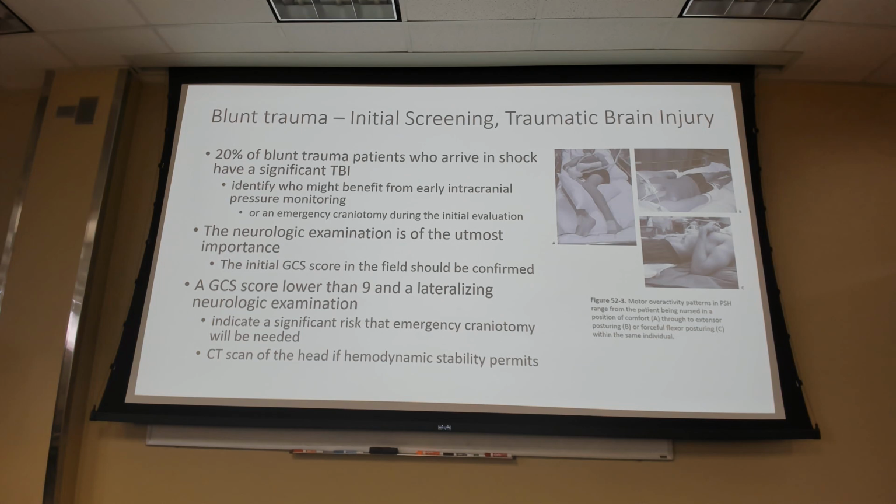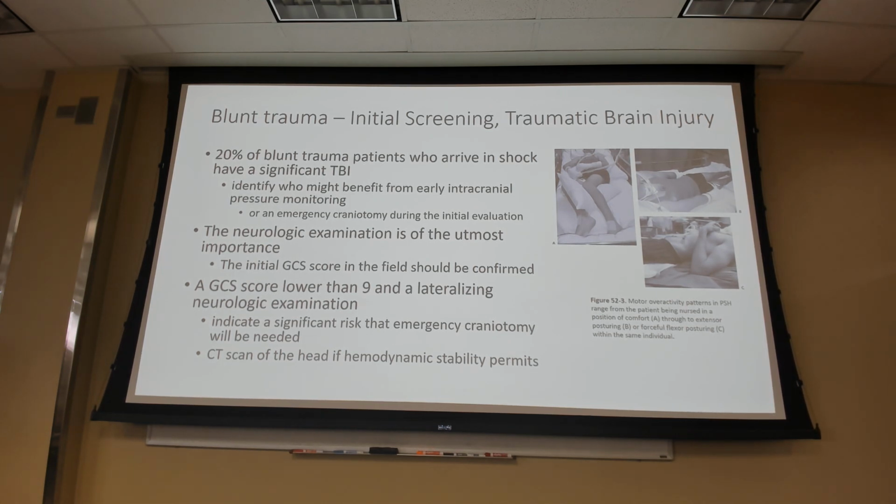And like the slide says, and like we talked about, GCS 8, intubate. So any score lower than 9, we need to think about taking their airway. And then we also need to think about how significant that TBI is if their GCS is that low, so they might need an emergency craniotomy or some sort of burr hole or decompression of wherever that injury is.